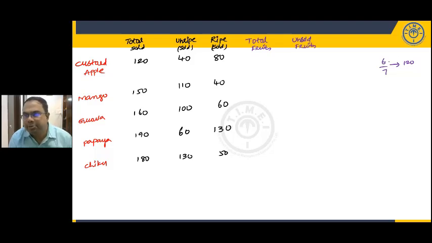Easy. 6 parts represents 120. 6 20s are 120. 7 into 20, this is 140. Out of 140, 120 sold. Unsold will be 20. Similarly, look at the percentages.